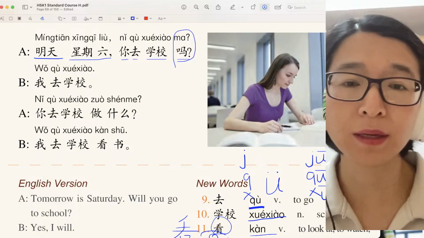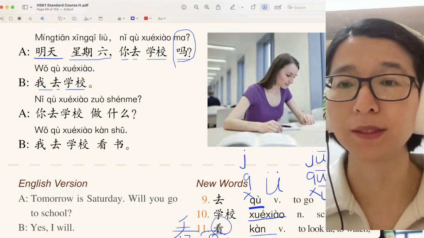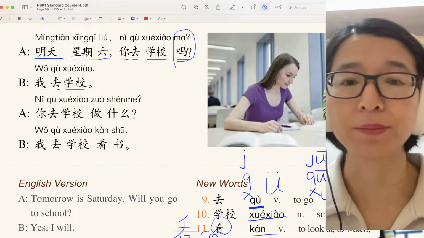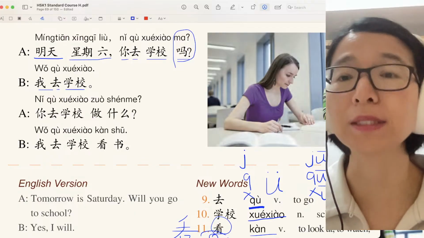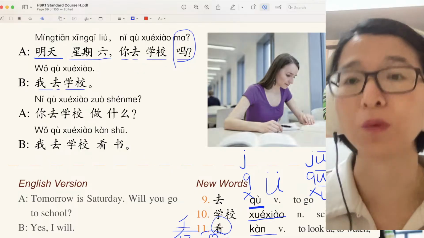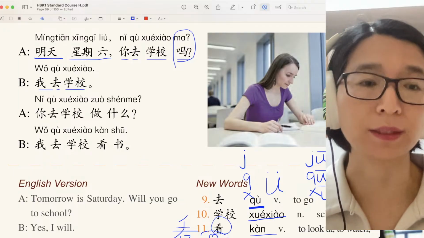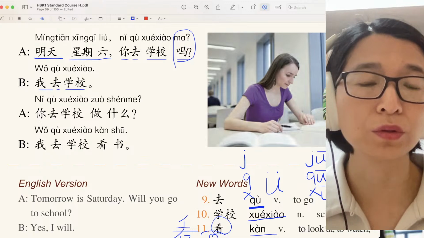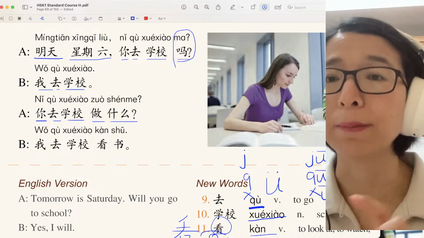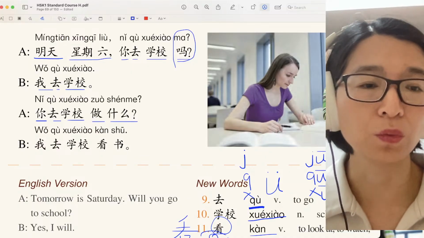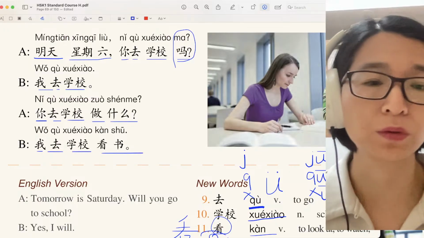你去学校吗？我去学校。Here, something is omitted. Do you know? Because when we say ma, generally we need to answer yes or no. And here you can say, 哦，是的，是的，你去学校吗？哦，是的，我去学校。If you don't go, you just say, 哦，不，我不去学校。Like this. 你去学校做什么？做什么？Do what? 我去学校看书。看书, read the book.